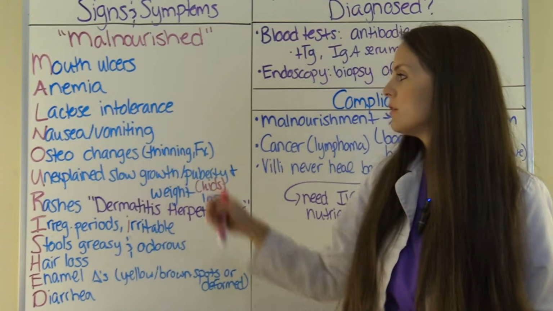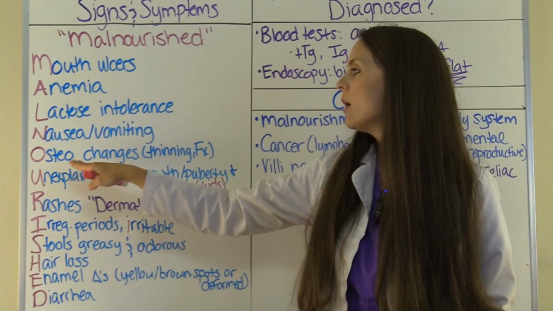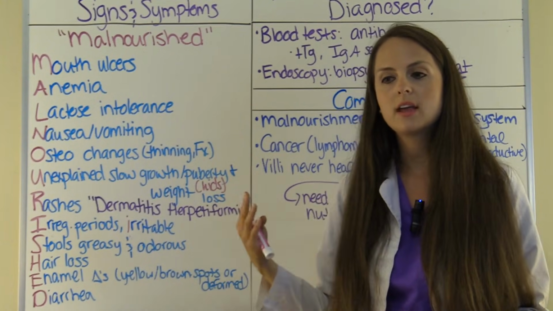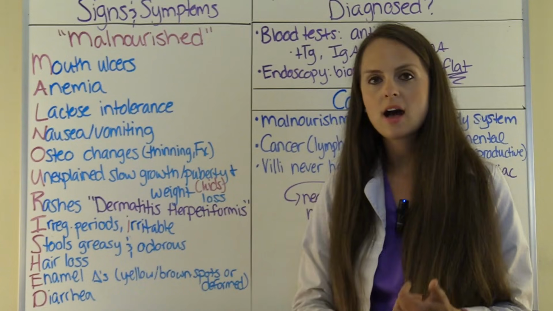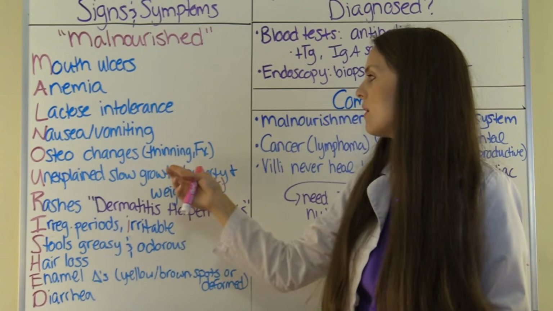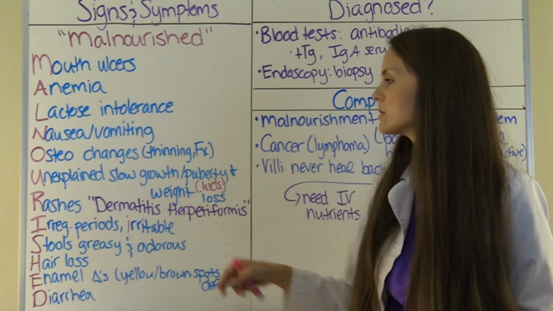N for nausea and vomiting. O for osteo changes, that's your bone changes. Again, the body can't absorb good amounts of calcium or vitamin D, which play a role in bone health. So they'll have thin bones or fractures.